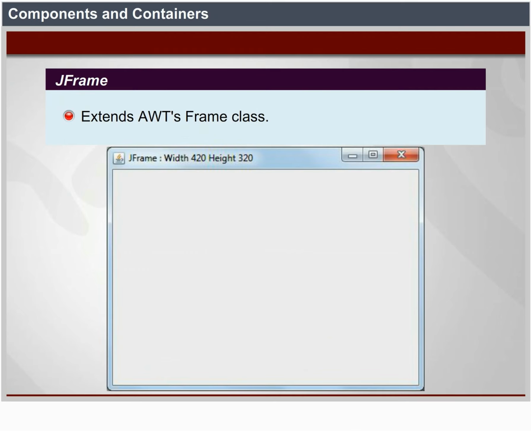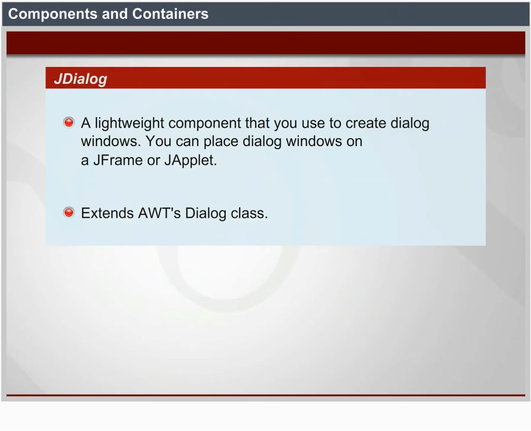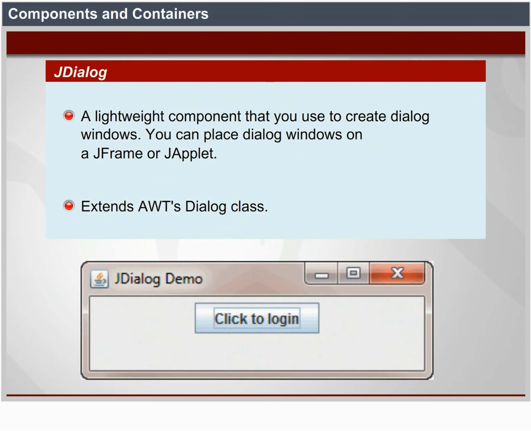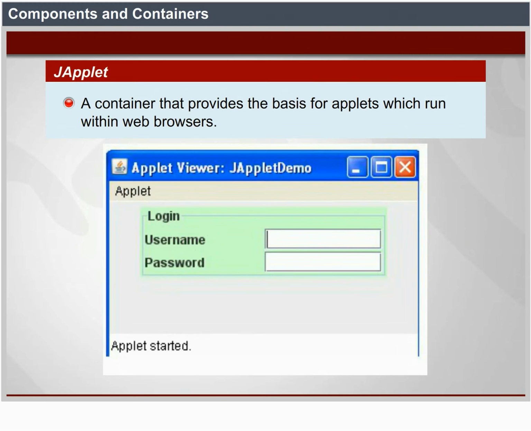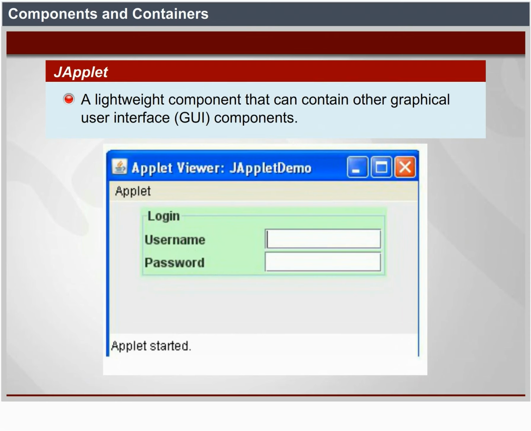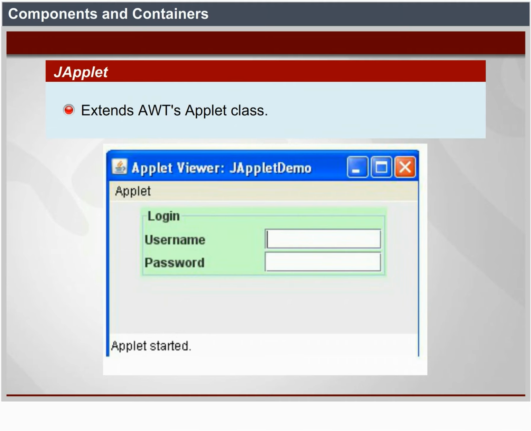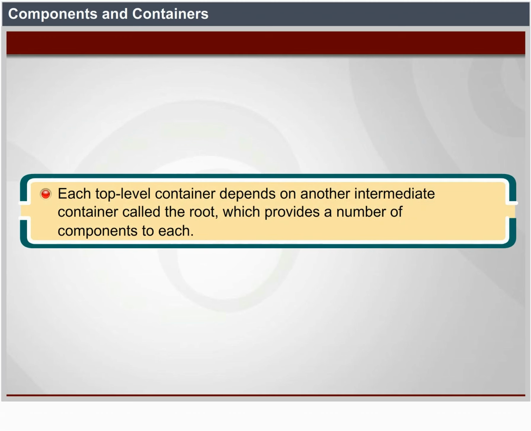Extends AWT's Frame class. JDialog. A lightweight component used to create dialog windows. You can place dialog windows on a JFrame or JApplet. Extends AWT's Dialog class. JApplet. A container that provides the basis for applets which run within web browsers. A lightweight component that can contain other graphical user interface components. Extends AWT's Applet class. Each top-level container depends on another intermediate container called the root pane, which provides a number of components to each.